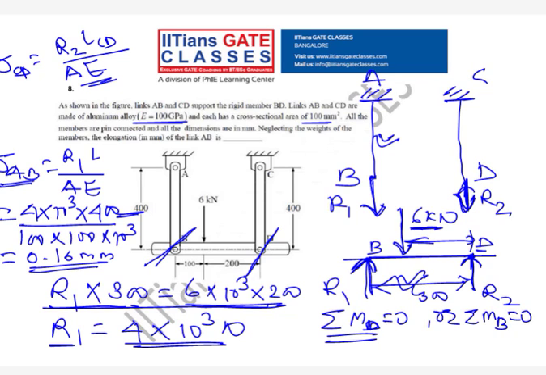Sir didn't get delta AB. See, delta AB is what? It is the deflection of this member due to this reaction R1, right? This AB will deflect due to reaction R1. And when we know this is the fixed end and this is the free end, what is my deflection? It is PL upon AE. What is P? P is R1. Is this clear, Kateshwari?